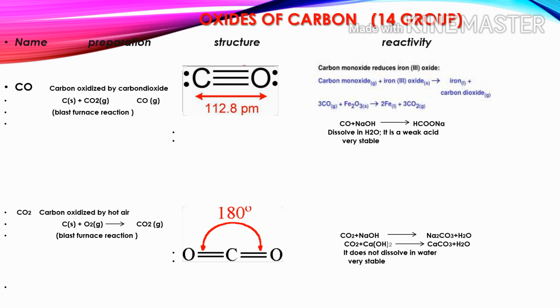Next oxide is carbon dioxide. The formula of carbon dioxide is CO2. The structure of carbon dioxide is linear in shape with sp hybridization. Carbon dioxide is acidic. When it is reacted with alkalis, it forms salts. It dissolves in water and forms carbonic acid. It is a weak acid.